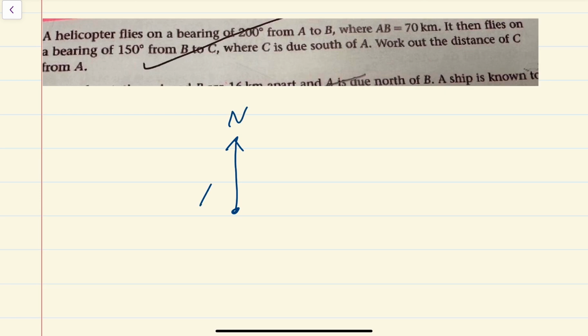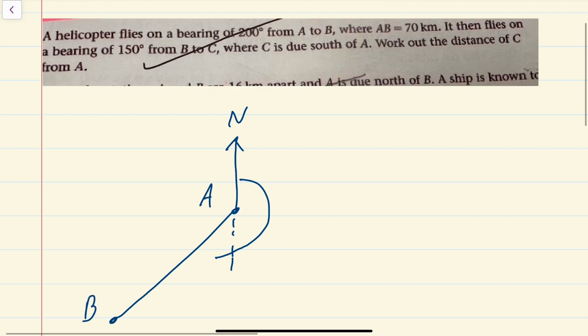There's my north line, there's A. A bearing of 200 means I go 180 around to here, and then I go another 20 degrees this way. So this would be my B. That would be 70 kilometers, and that would have been 20 degrees, this wee bit in here. That's obviously 180 degrees, this bit.